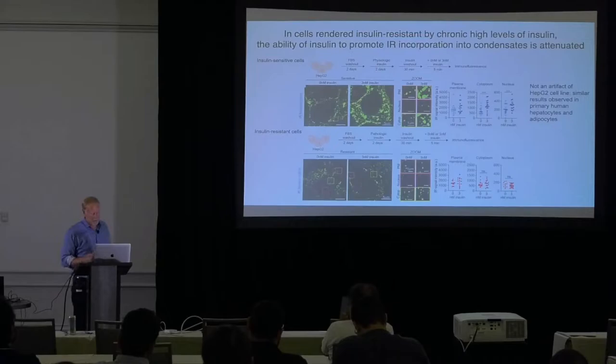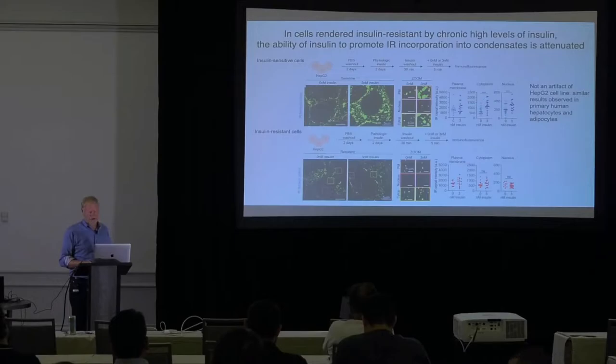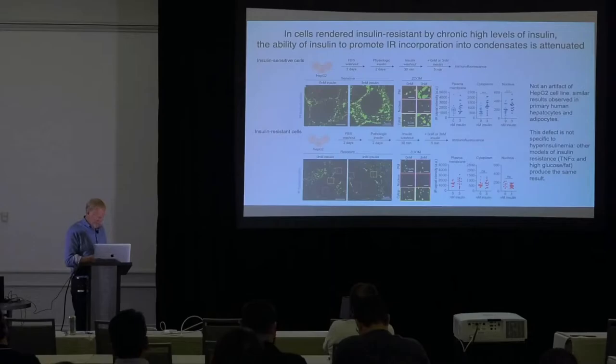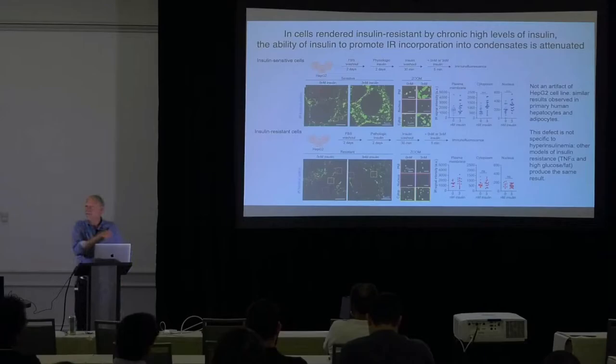Turns out, reviewer two, it's not an artifact of these being HepG2 cells. This same stuff happens in primary human hepatocytes and in primary human adipocytes. So it's not a feature of the cell line. And it's not specific to hyperinsulinemia. So I didn't tell you that it's well known that hyperinsulinemia can exacerbate and even cause insulin resistance. And that's the model that we're creating here. But, reviewer three, this isn't just hyperinsulinemia.